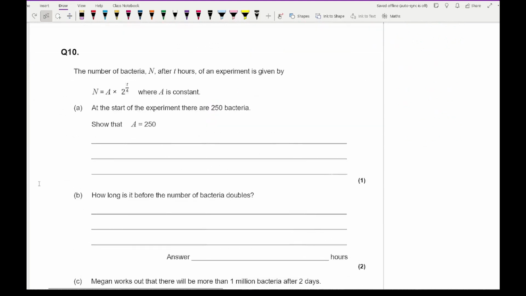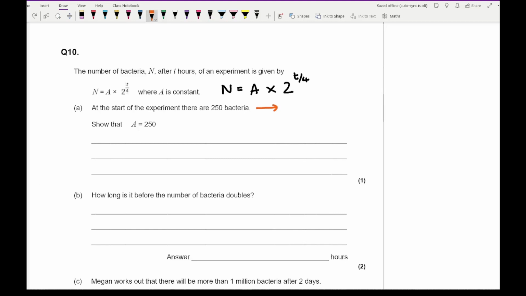Then moving on to question 10, it says the number of bacteria N after T hours of an experiment is given by, and we've got this formula here. Now if it's not come out correctly, basically the formula is N equals A times 2 to the power of T divided by 4. This is where we're looking at half-life and different formulas for this. It says at the start of the experiment there are 250 bacteria, show that A equals 250.